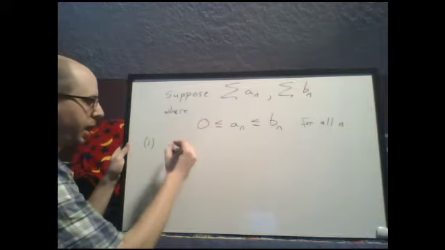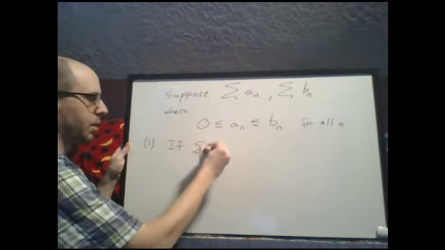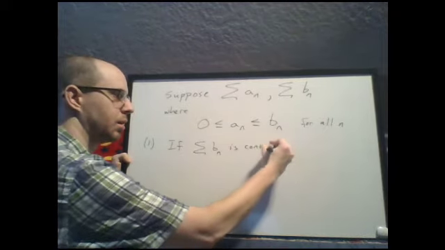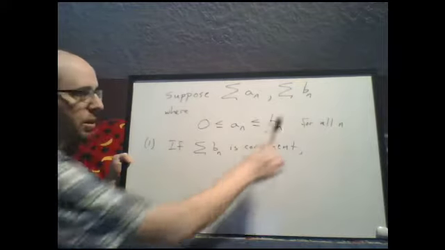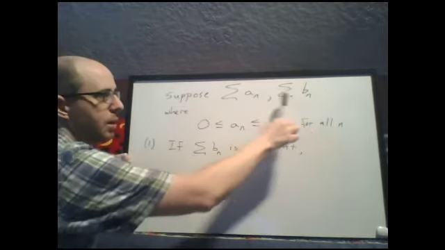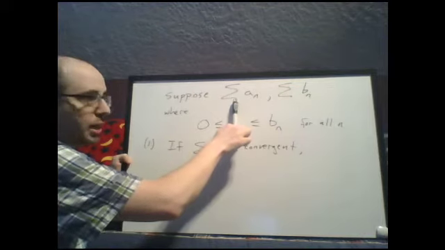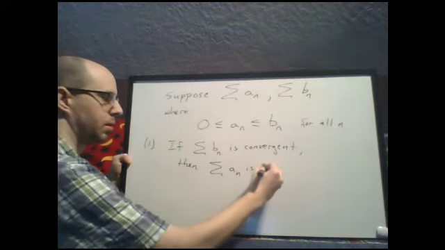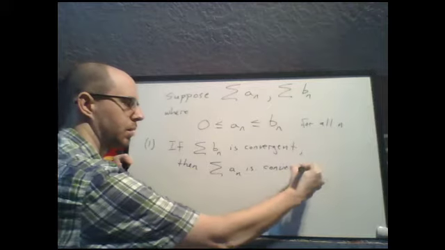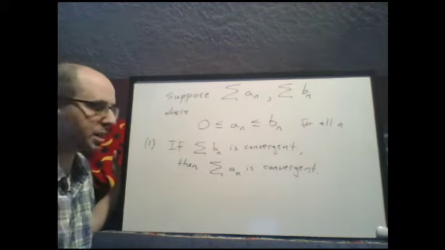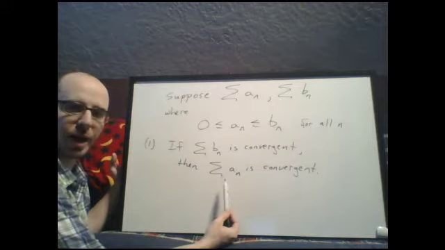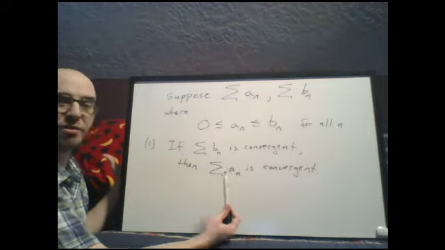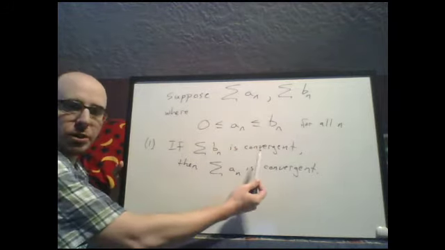So, if the summation of the B's is convergent, that means there's a finite answer for the bigger sum. That means the smaller sum also has to have a finite answer. So the idea would be, if the summation of the a's is an unknown series that I'm trying to figure out the answer for, if I can find a bigger series that I know is convergent, that means my unknown series is convergent.